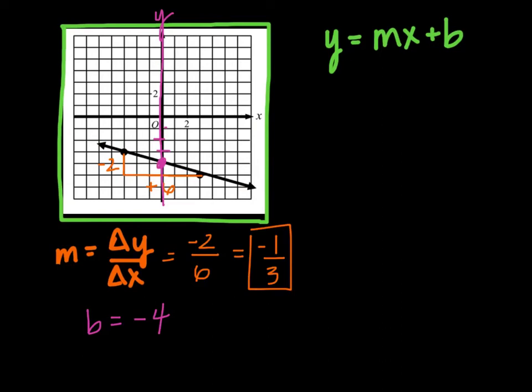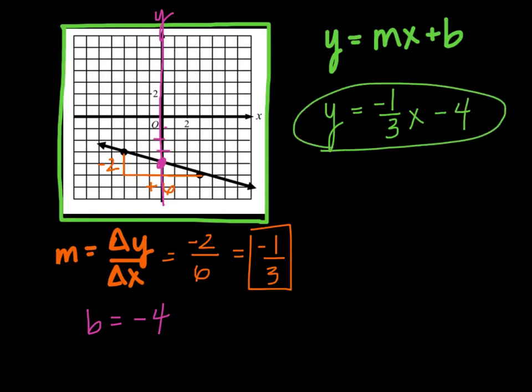So when I'm looking at my equation, y equals mx plus b, my m has changed to a negative 1/3. So I plug in negative 1/3 x, and my b has changed to a negative 4. So this would be the equation for this slope.